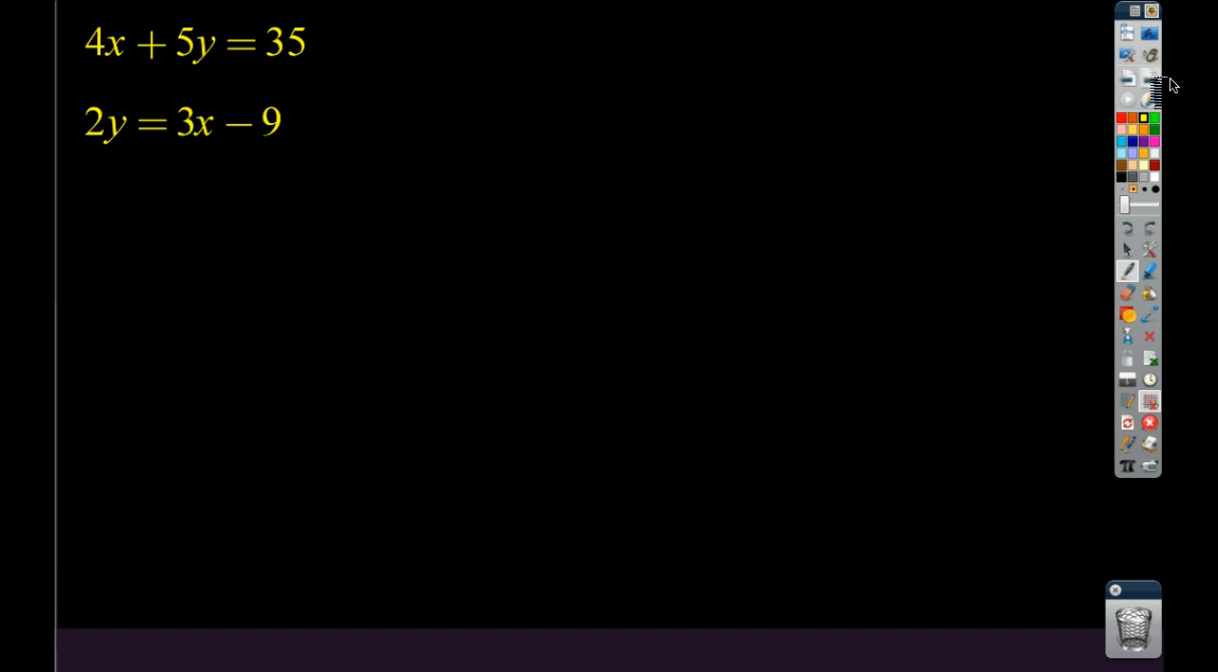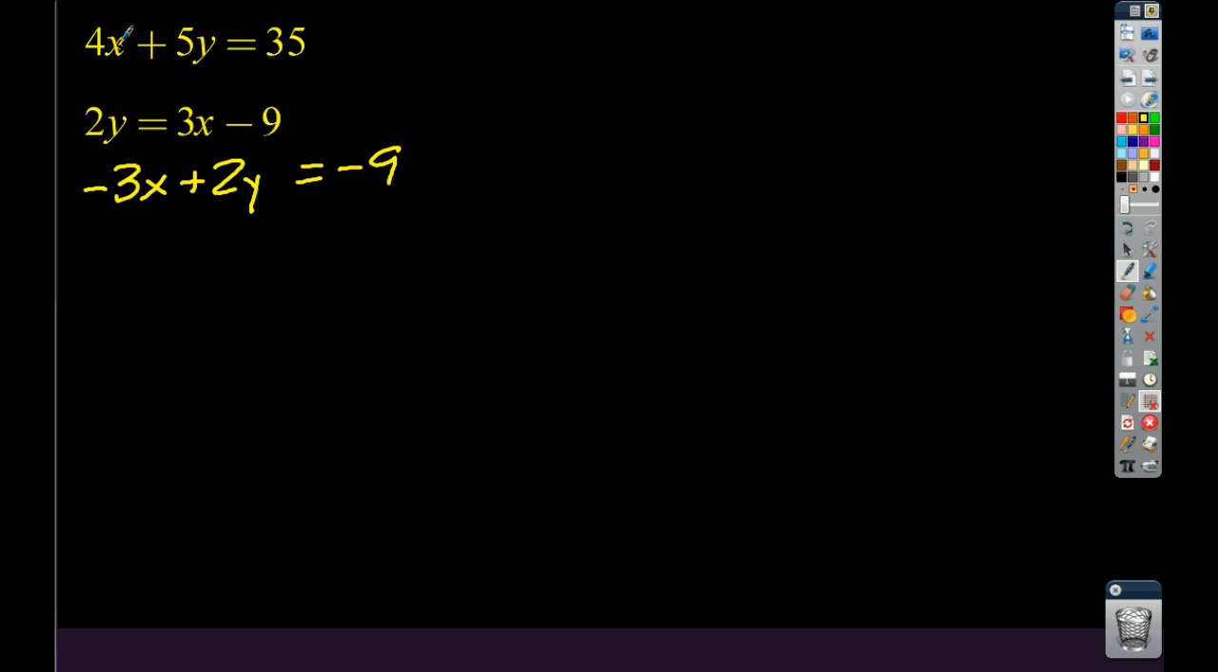Alright, we got a couple different options. We could just go ahead and add them, but if you remember from the last video, what I'm going to do first is write them both in standard form. So I'm going to take this 3x and move it here, and I'm going to get -3x plus 2y is equal to -9. Now, this isn't technically standard form since the lead coefficient here is negative. But my x's and y's are on the same side. Everything would line up, right? So 4x, -3x, 5 and 2, 35, 9.